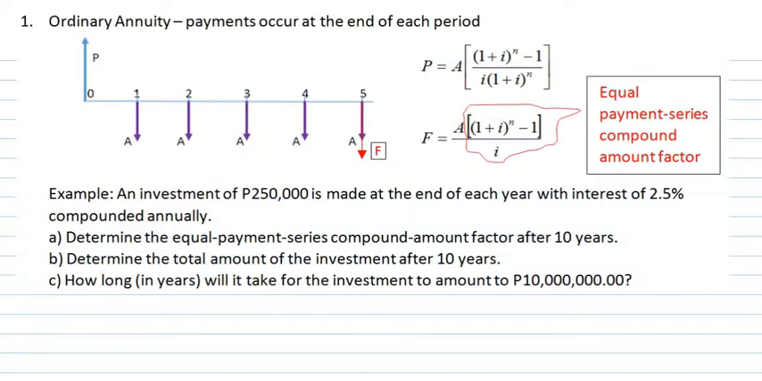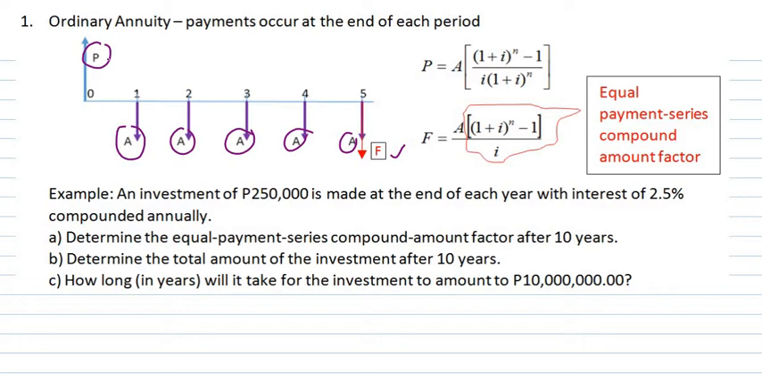Now, first we have what we call the ordinary annuity. This is where the payments occur at the end of each period. If you notice here in our cash flow diagram, this is 0 and then we have here 1, so that is the end of each period. We have a series of equal payments represented by A, and then the present value of this annuity designated by P, and then the future value of this annuity designated by F.